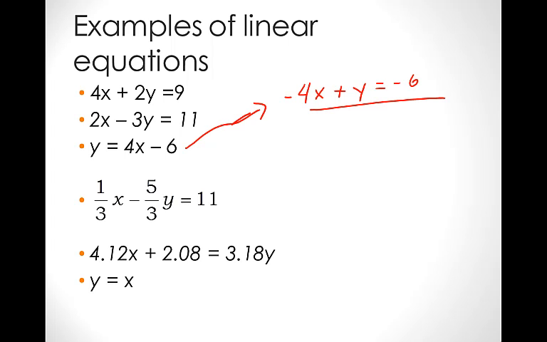1/3 x minus 5/3 y equals 11. Nothing wrong with them being fractions. 4.12x plus 2.08 equals 3.18y. Again, we can subtract 3.18 from both sides, subtract 2.08 from both sides, and just switch those two around. And finally, y equals x. We could have negative x plus y equals 0, right? So we can write all of these equations in that form.